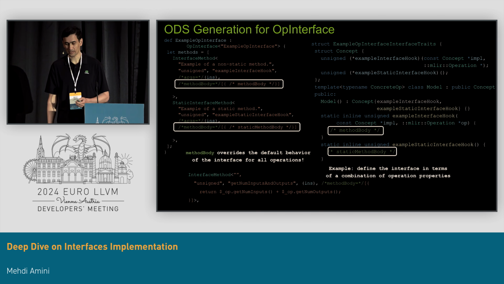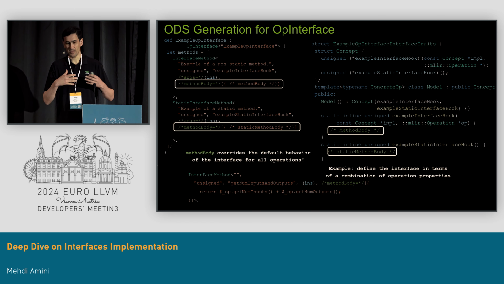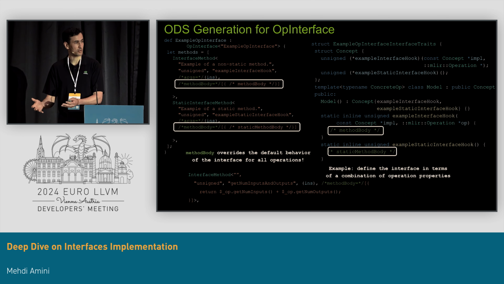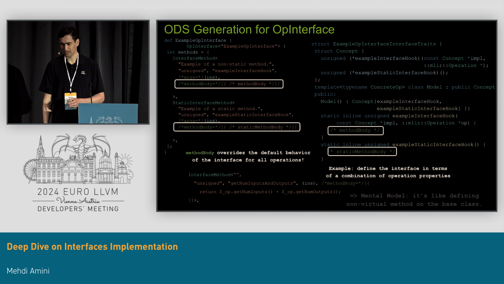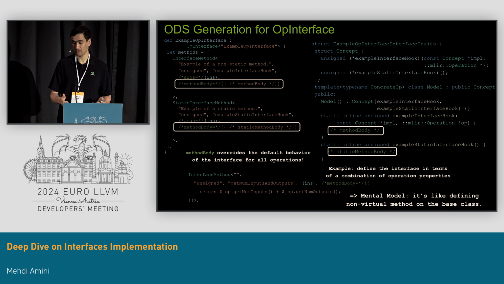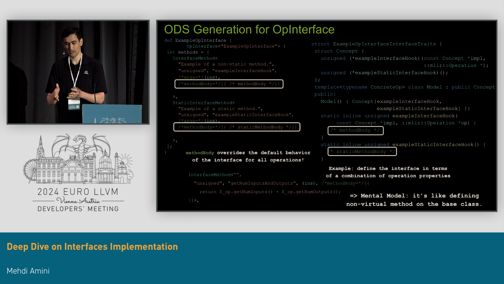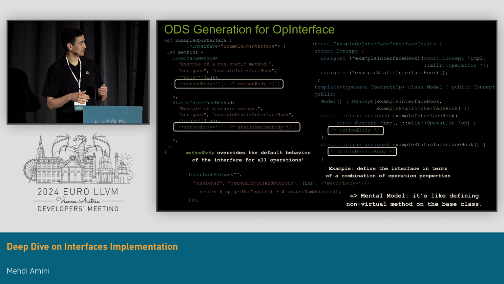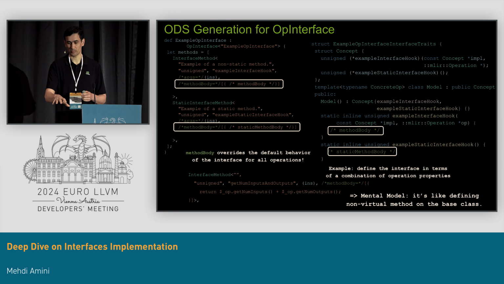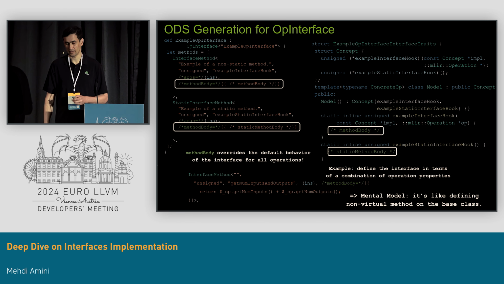The only example that the doc gives for interface is that you would do that if you have a method on the interface that you want to implement in terms of a combination of properties of the operation. And so the mental model you can have here is that it's like defining a non-virtual method on the interface, right? And actually, all of those method body implementations could be implemented differently by using the extra C++ declaration, the extra CPP declaration, where you can add raw C++ to the interface.